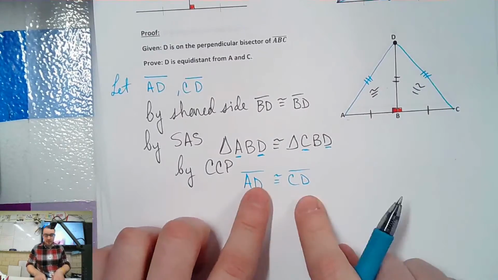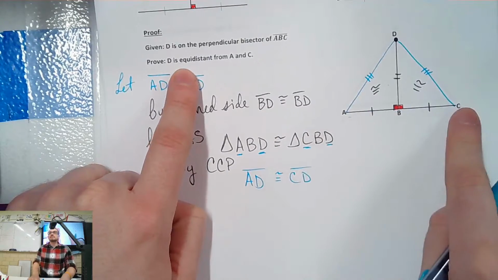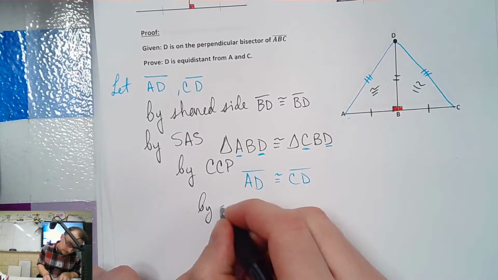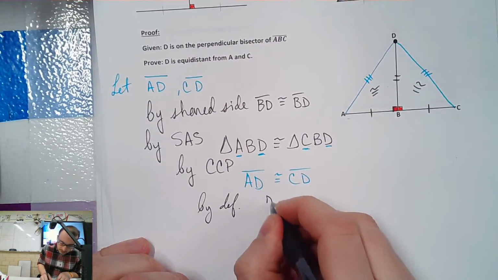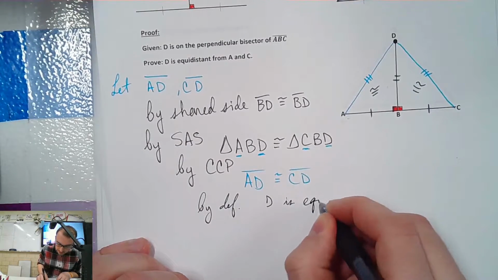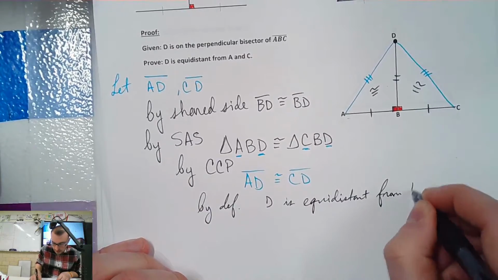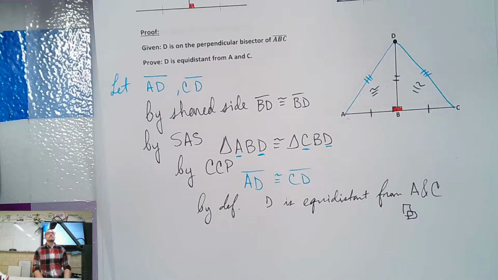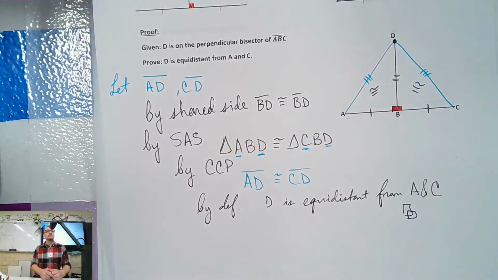Now, if AD and CD are the same length, doesn't that mean that D is equidistant from A and C? Right? So by definition of equidistant, D is equidistant from A and C. How do you feel? Seems fine. Basically, this is a proof that we did for like quiz 2, right? Prove triangles congruent and then get their parts, right?